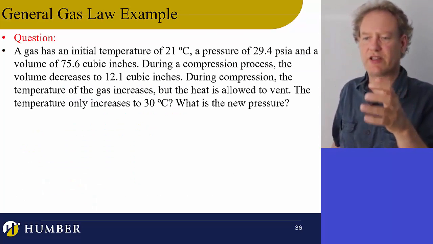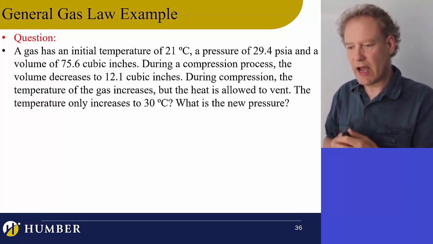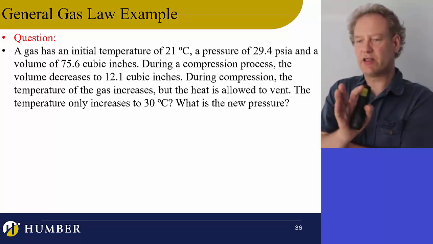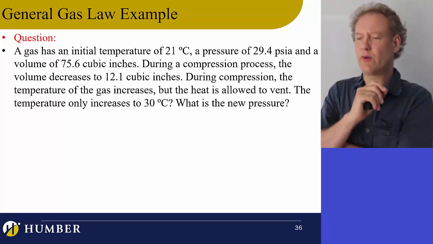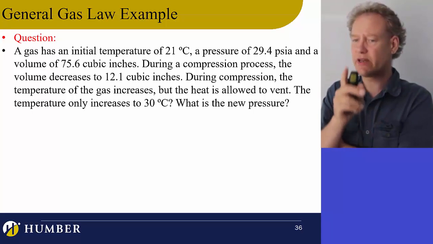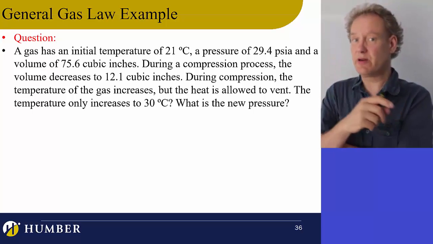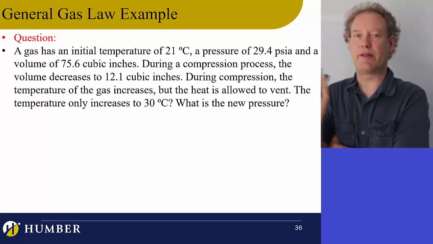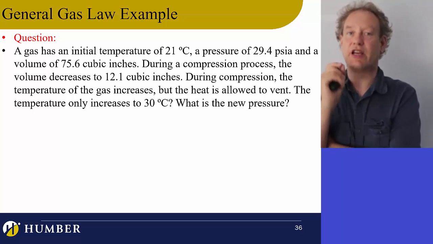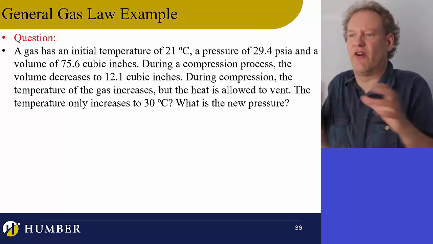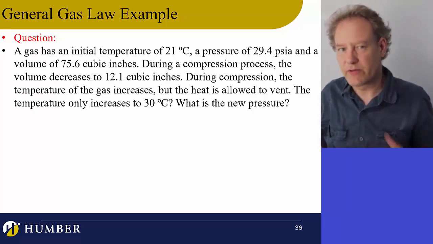So a question, okay, this is the general gas law. We're putting it all together. I didn't do a Charles law. So we're saying, okay, a gas has an initial temperature of 21 degrees Celsius, a pressure of 29.4 psi, and a volume of 75.6 cubic inches. If that volume was cubic meters, cubic millimeters, cubic inches, or cubic whatever you wanted to make up, a new unit for yourself, it would not matter. As long as it's consistent, it's good. So we don't have to convert the volume like we do temperature and pressure, because volume is relative to no volume. So I think you're good with that.